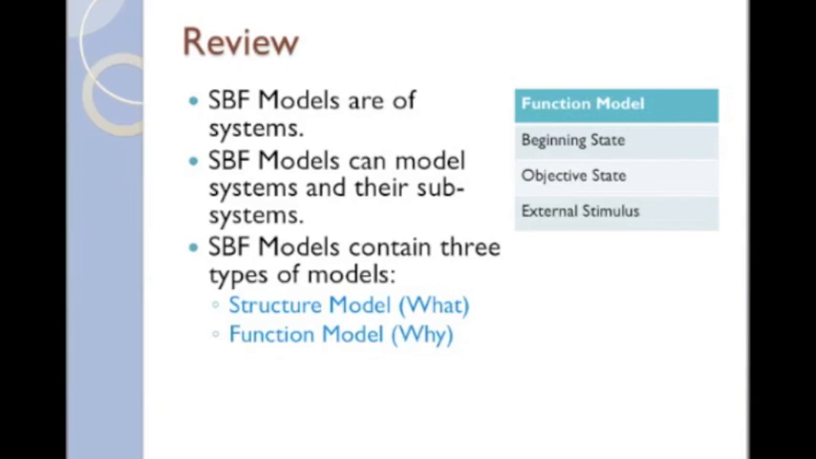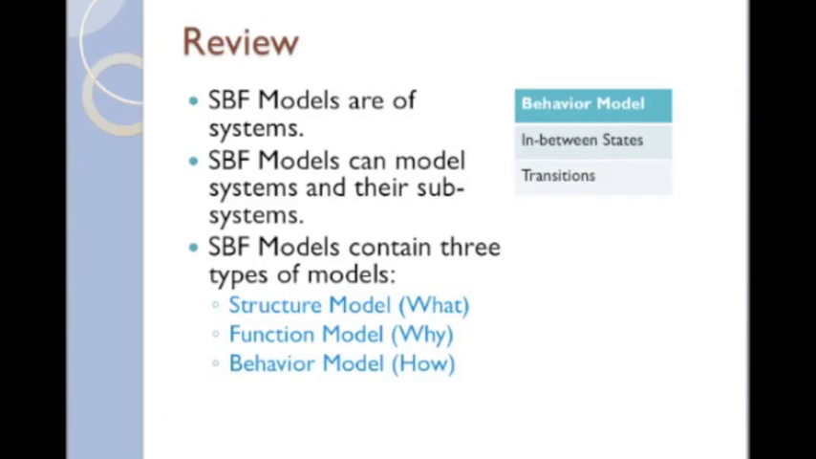The second is the function model, which describes the why of the system or its intended purpose. It includes a beginning state, an objective state, and any external stimuli. The third is the behavioral model, which describes how the system achieves its intended function. It describes this through in-between states and the transitions that explain how the system moves from one state to the next.